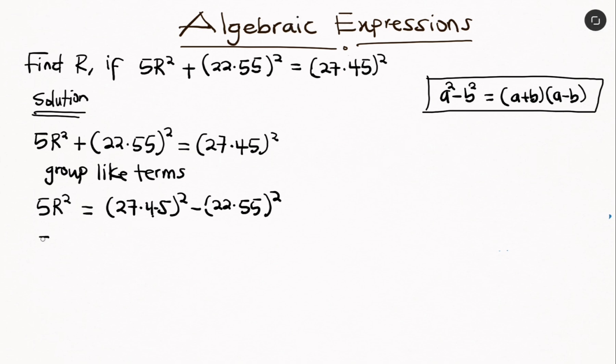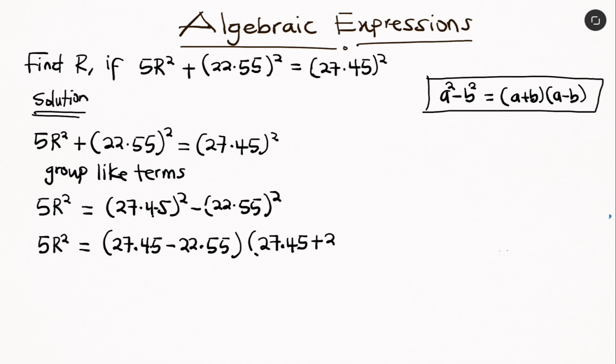All right, so here we will have 5r squared. It will still be the same. Then we will have over here 27.45 minus 22.55 as the first one, then into bracket the 27.45 again, but this time around plus 22.55. Okay, so we have 5r squared to be equal to 27.45 minus 22.55, and that will give us 4.9.